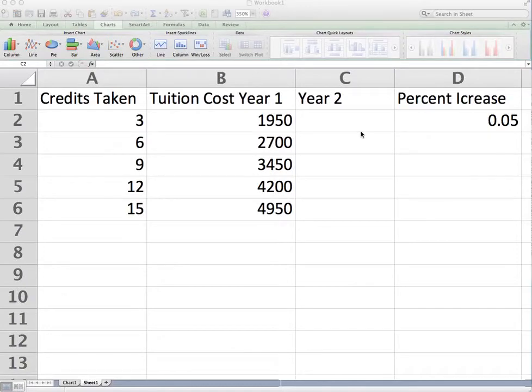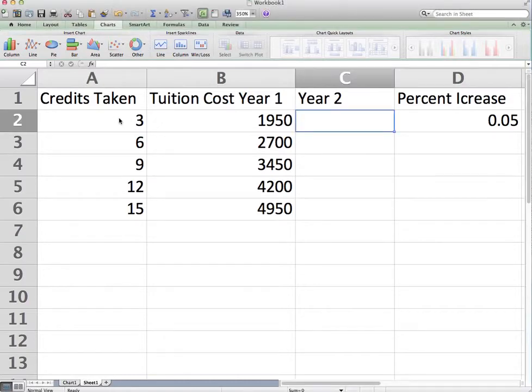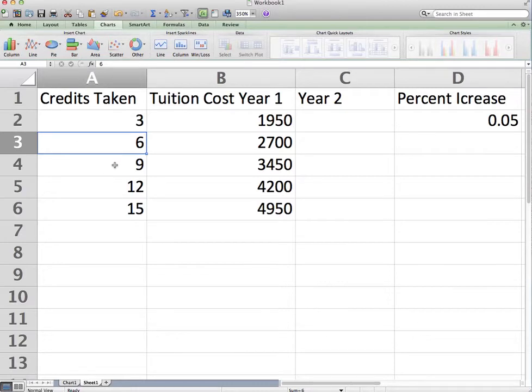I'm going to show you how to use Excel to do a double XY scatter plot. So what I have here is an example of college, and I don't know exactly what the costs are, but you can do this on your own and figure it out. I have 3 credits, 6 credits, 9, 12, and 15. And let's assume it's about 1950, 2700. Those are the prices of what you pay.